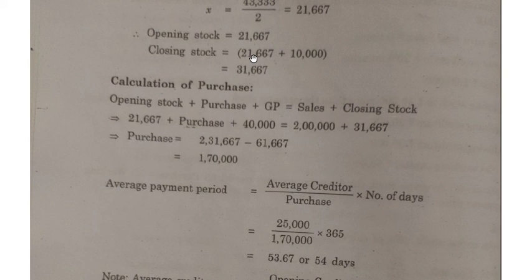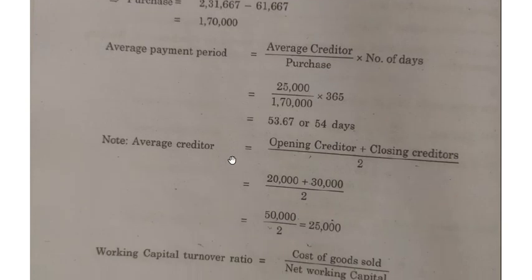Next information they have asked us to find out is purchases. We have our opening stock, we do not know our purchases, we have a gross profit, which is equal to sales plus closing stock. This is nothing but in your trading account, if you look, your debit side and your credit side will be equal, right? So whatever comes in your debit side and whatever comes in your credit side. So 21,667 plus purchases plus 40,000 is equal to 2 lakhs plus 31,667. So now when you find out the unknown figure, which is your purchases, you get it out to be 1,70,000.